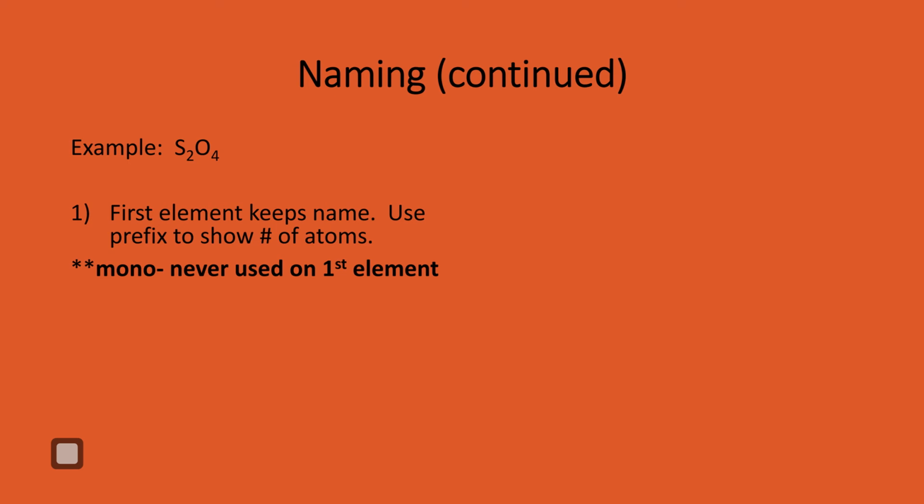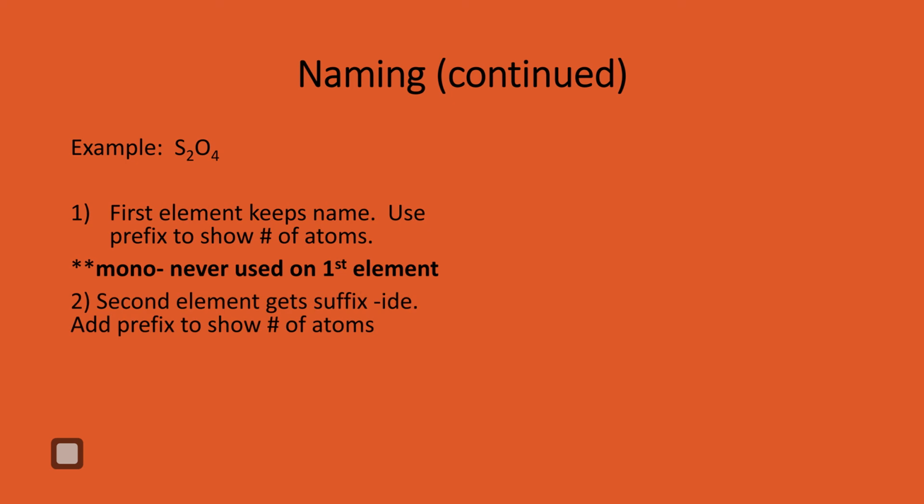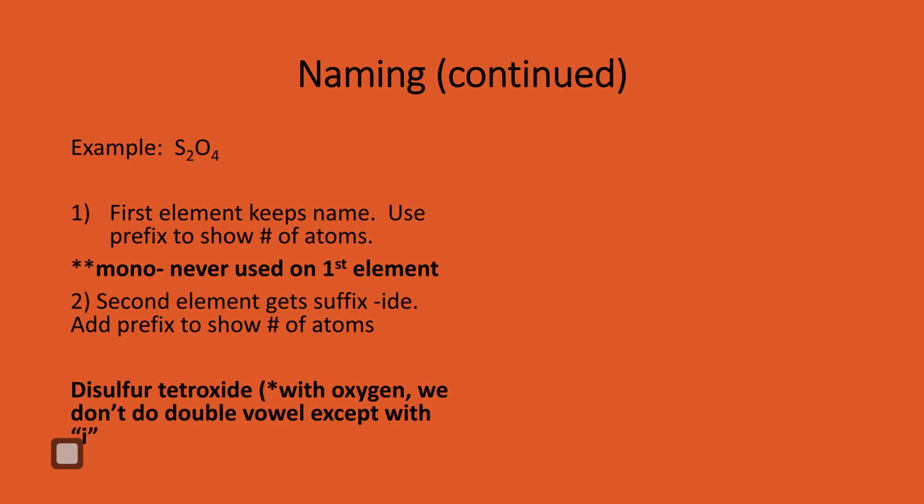The idea is, if we say it out loud that there's sulfur, we know that there must be at least one. Now you have to tell me if there's more than one by saying, in this case, disulfur. The second element will get the suffix "ide" and we'll add the prefix to show the number of atoms. So the second element can take any prefix including mono. So the one up there is disulfur tetroxide.